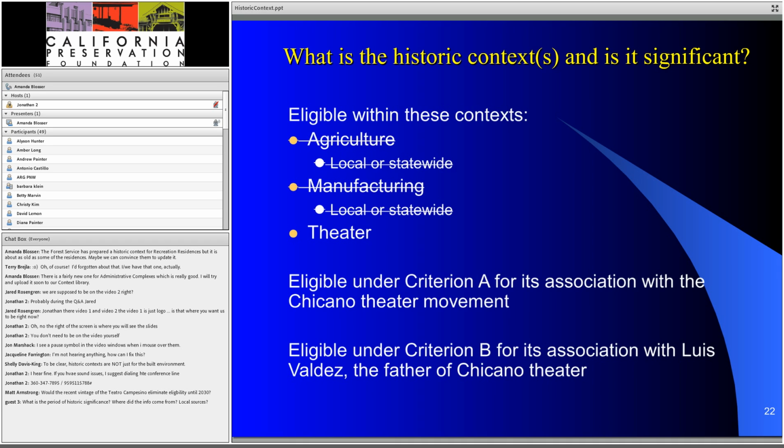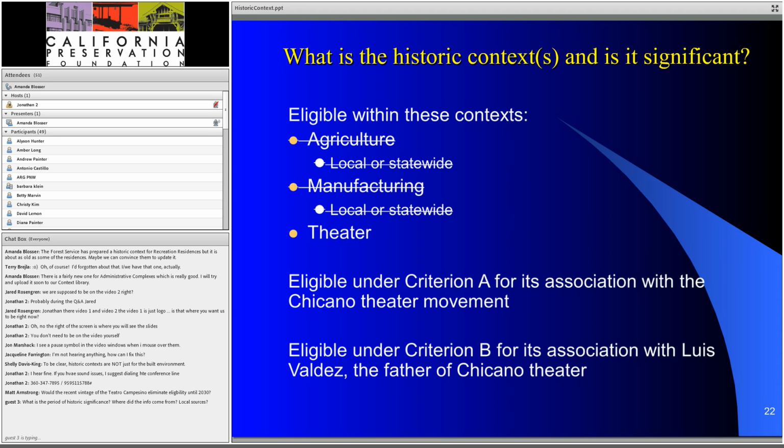And we have a question here, which is, would the recent vintage of the Teatro Campesino eliminate eligibility until 2030? Well, hopefully I'll be retired by then, but no, we would have to make a criterion consideration G argument. And 1980 is pretty recent, and we're looking into that, and we think we can make that argument because it is considered the premier Chicano theater troupe.